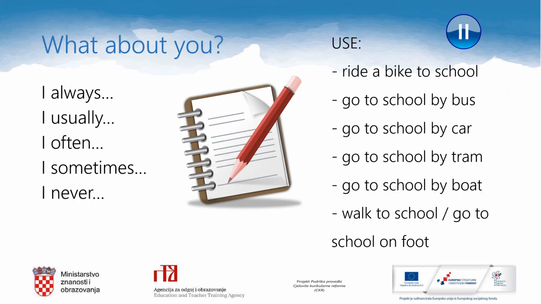Now it's your turn. You will write 5 sentences in your notebooks. You will start the sentences with I always, I usually, I often, I sometimes, and I never. And you can use these ideas to help you finish the sentences. Ride a bike to school, go to school by bus, go to school by car, go to school by tram, go to school by boat, and walk to school, or go to school on foot.